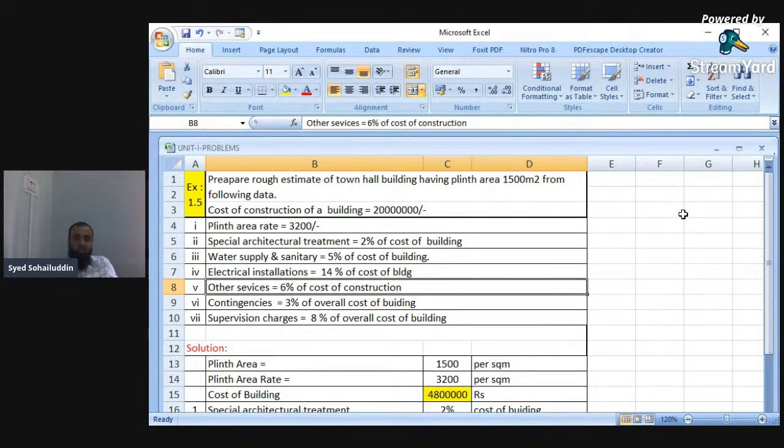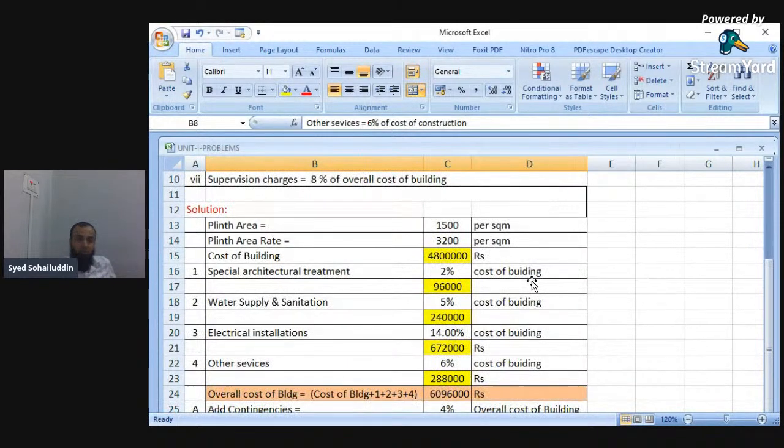With all of this given data, we have to find out the cost of building by the rough estimates. The plinth area is given as 1500 square meters. Plinth area rate is also given, 3200 for the town hall building. Cost of building is just a multiplication of both, that is plinth area into plinth area rate.